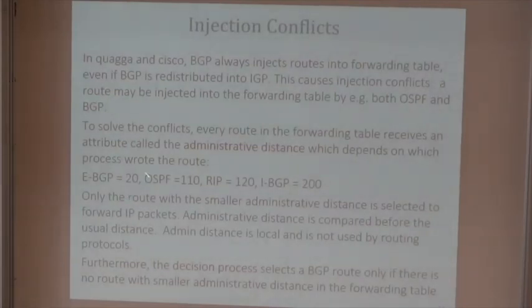If it's been learned by eBGP, the priority is 20. If it's learned by iBGP, 200, and by OSPF, it's 110. Then if there are multiple rows in the routing table that have the same prefix, which in BGP alone is not possible, because BGP will pick only one prefix. But now we have competing protocols, BGP and OSPF, so the same prefix may be written several times, and this value is used as a priority field.